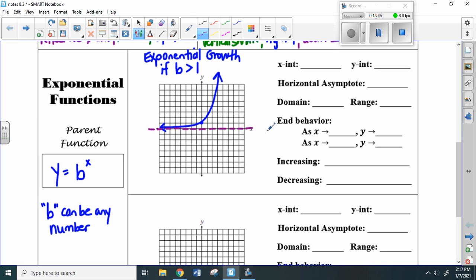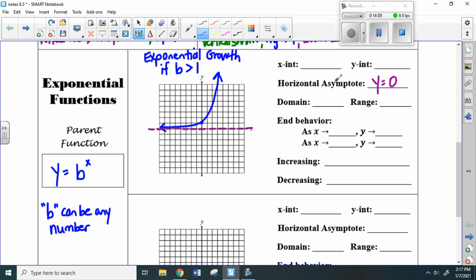And remember, we call those invisible barriers asymptotes. And for exponential functions, they have horizontal asymptotes, which means the equation is going to be y equals, and for the parent function, that is always going to be 0. Now, if I shift this thing up or down, that horizontal asymptote is going to move.